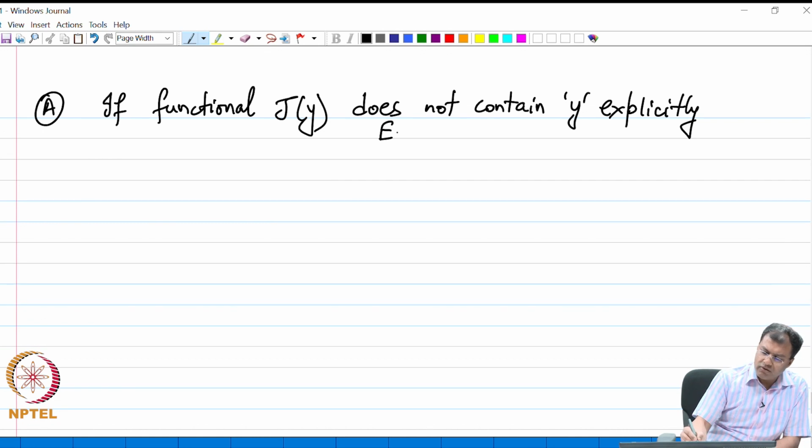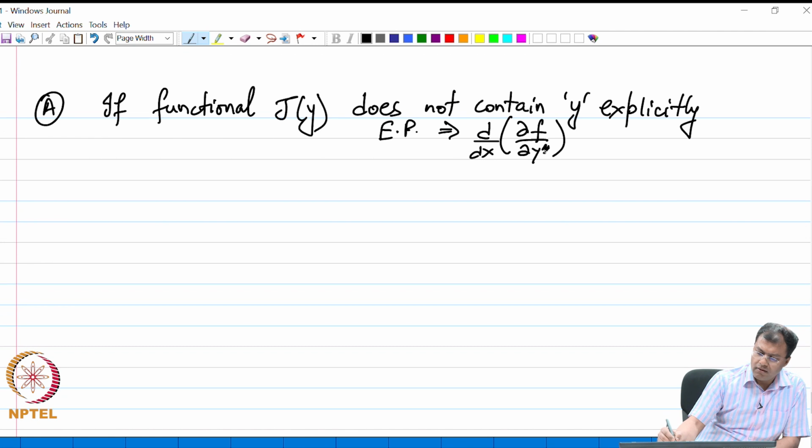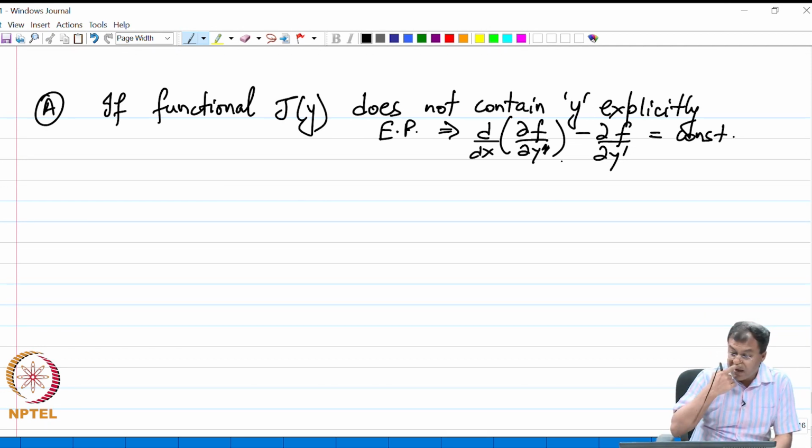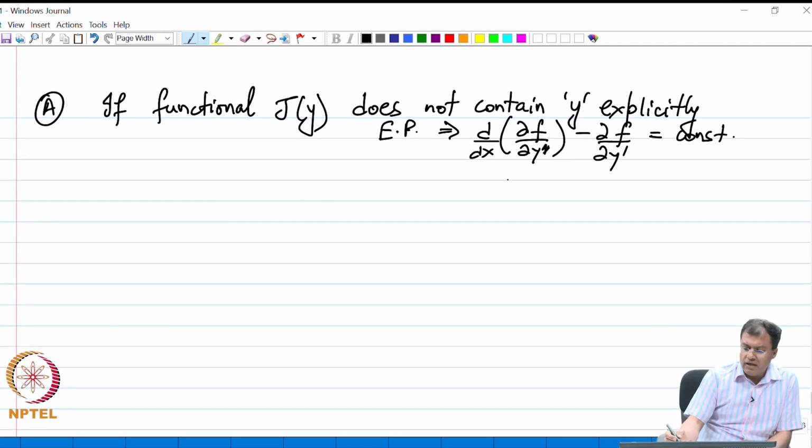then my Euler-Poisson equation reduces to the following equation. I get d dx of del f del y double prime minus del f del y prime is equal to a constant, right. It comes via removing certain unnecessary terms involving derivatives of y and then integrating once to come to this point, right. So instead of solving a 4th order ODE, we are solving a 3rd order ODE in this case. Okay.